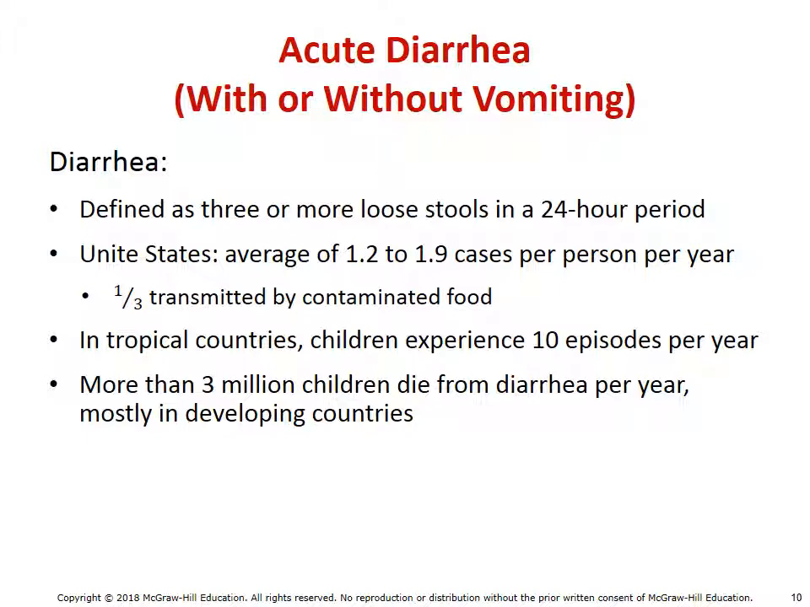And I want to point out that as far as the average that we expect in the United States, it's around 1 to 2 cases per year. But whenever we start talking about underdeveloped countries, again, especially in the tropical regions, we start seeing episodes of up to 10 times a year. And believe it or not, there are 3 million children that die every single year because of diarrhea. So I want to stress to you guys that, again, diarrhea is not something we are concerned with here, but in the rest of the world, it's a major concern.